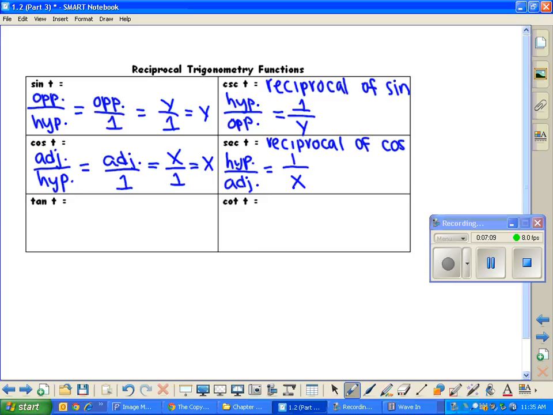All right, jumping over to tangent. Opposite over adjacent, the TOA part of SOHCAHTOA. Opposite is what?